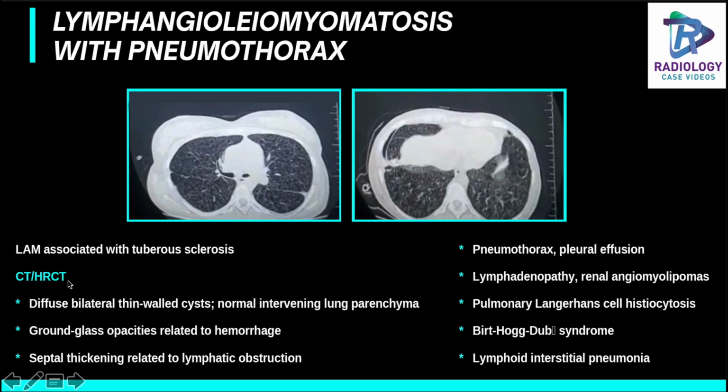In a case of tuberous sclerosis, you can get diffuse bilateral thin-walled cysts with normal intervening lung parenchyma. You can also see ground glass opacities related to hemorrhage. There can be septal thickening related to lymphatic obstruction. Pneumothorax and pleural effusion can be seen. Lymphadenopathy and renal angiomyolipomas should also be looked for in a screening abdomen scan to see the association. Differential diagnoses are pulmonary Langerhans cell histiocytosis, Birt-Hogg-Dube syndrome, and lymphoid interstitial pneumonia.